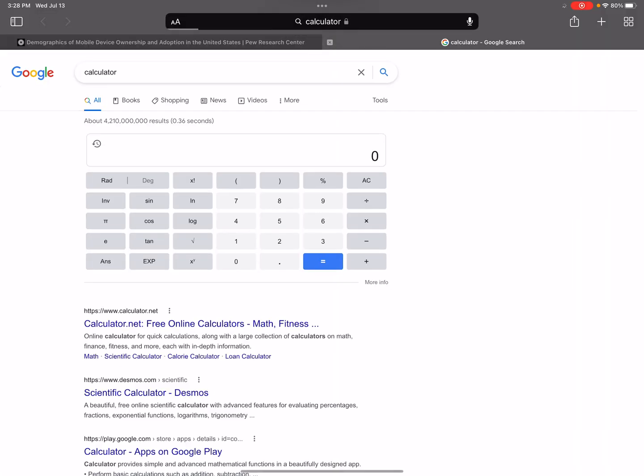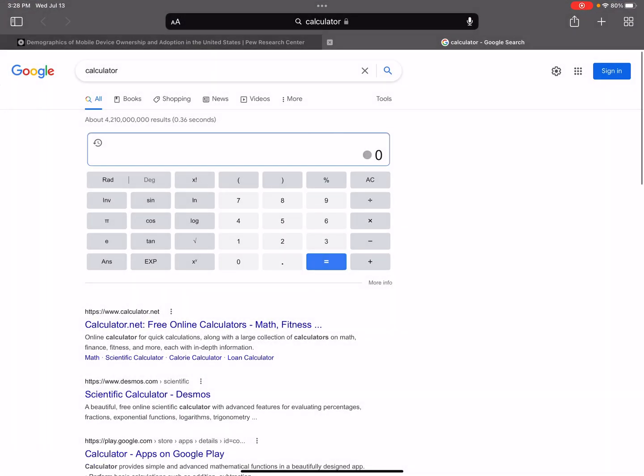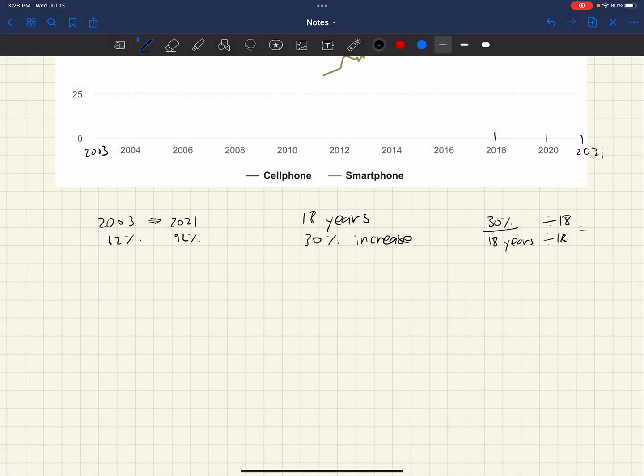Calculator. 30 divided by 18. And that is going to be about 1.666. I don't like that number, but whatever. I got about 1.6% per 1 year.